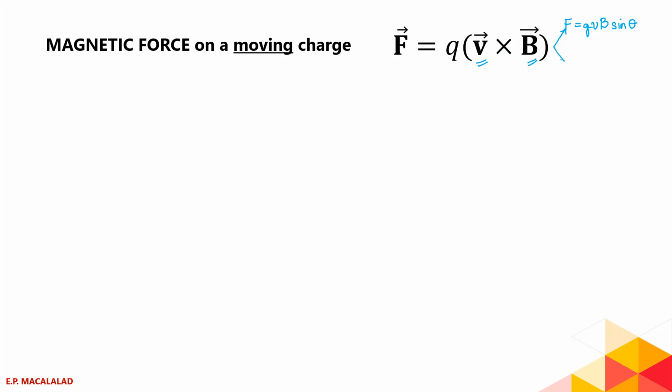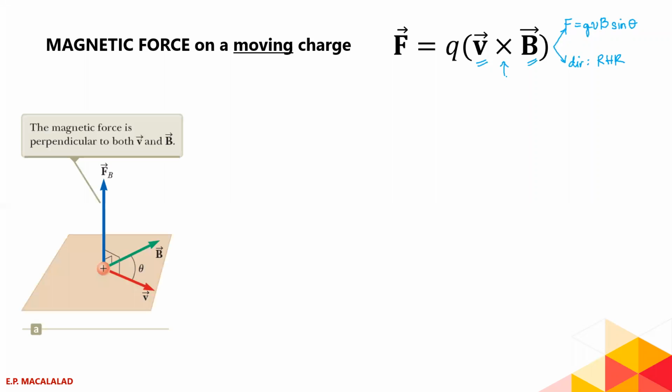Now, the direction of the magnetic force is given by your right-hand rule. And we're going to use the same right-hand rule via this cross product as we discuss some of the drift motion of your charged particles.